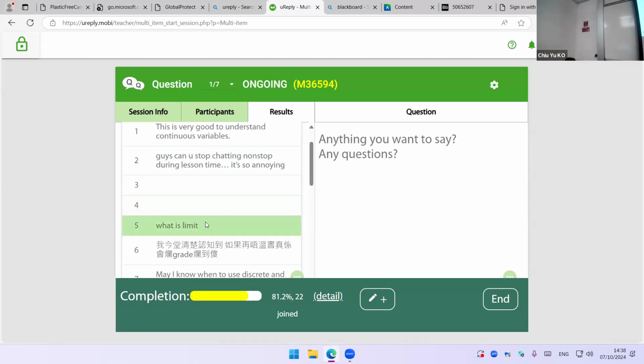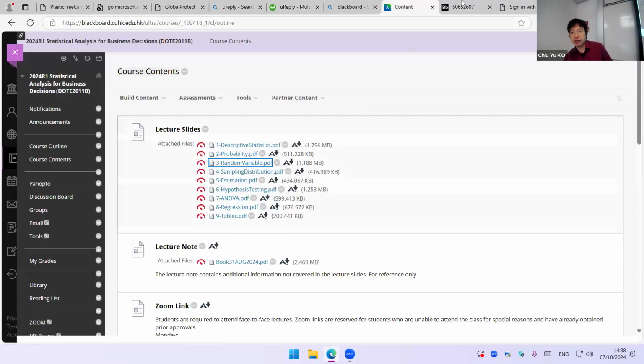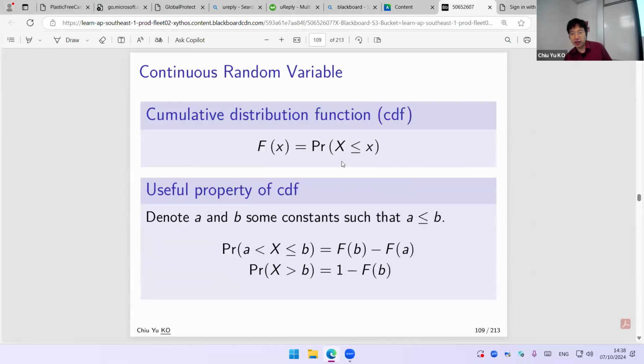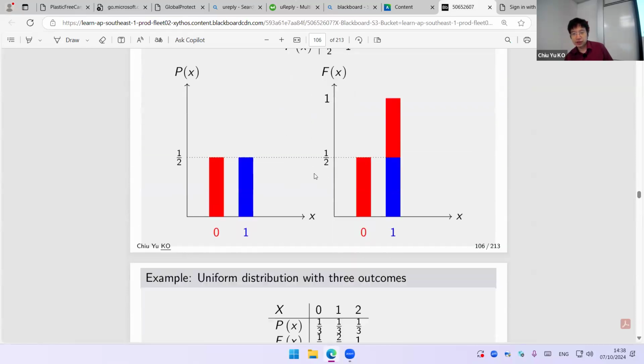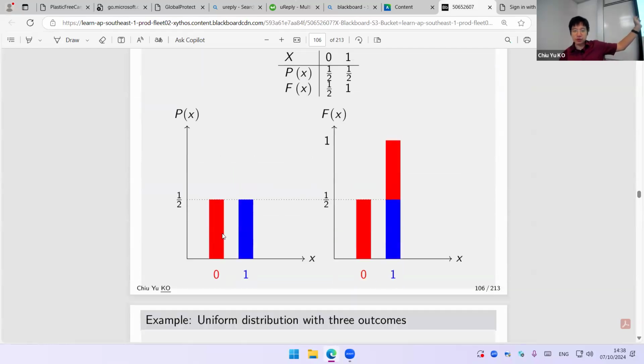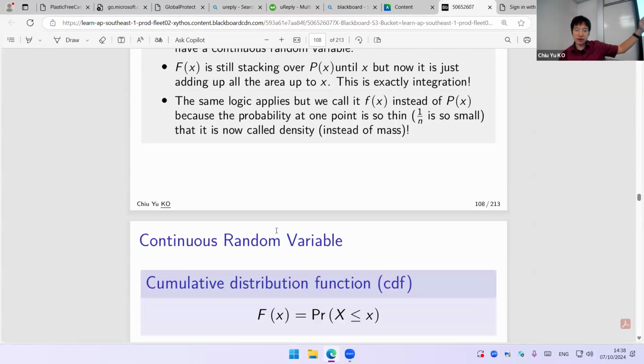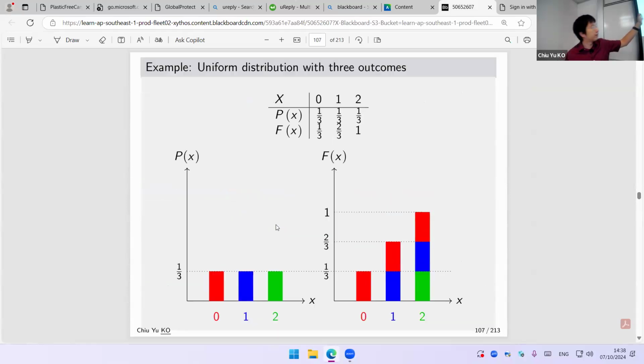Limit is actually a math idea. To talk about limit, I have to give a very simple idea of it. We can see it in this example, right? We have two outcomes, and it's 1/2, 1/2. Then three outcomes is 1/3, 1/3, 1/3. Four outcomes, it's 1/4, 1/4, 1/4, 1/4. Five outcomes, it's 1/5 each. And then in general, it's 1/n, 1/n, 1/n.